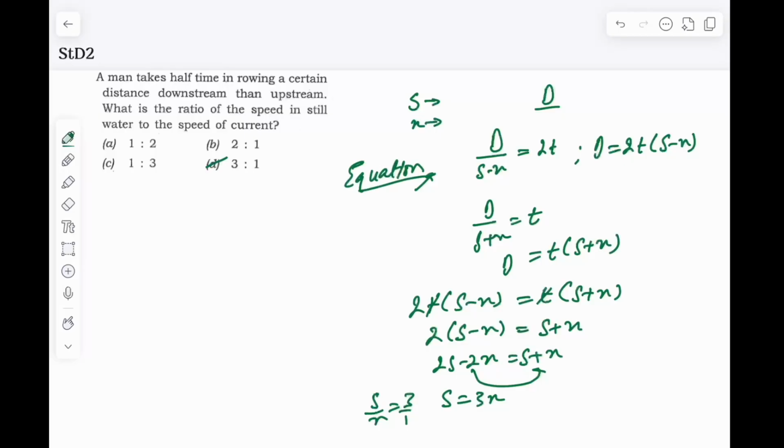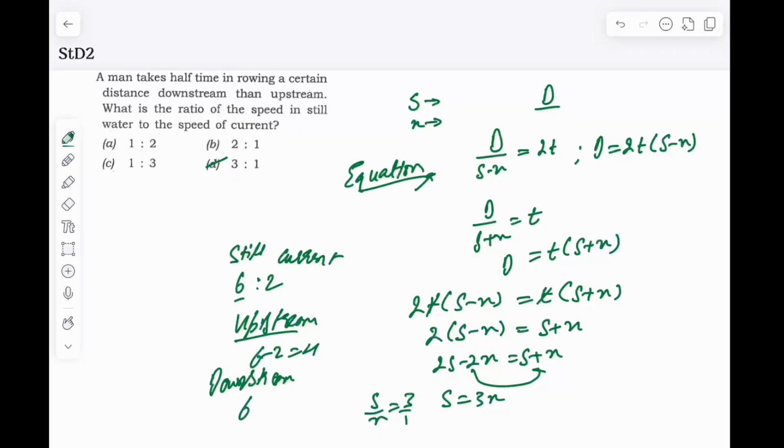So let's take a number like 6, because 3 and then 2, right? So suppose in still water it is traveling at 6 kilometers per hour, current is at 2. When it is going upstream against the current, it will be 6 minus 2 is equal to 4. But when it's going downstream, then it will be 6 plus 2, that's 8. So yes, it is the double of that.